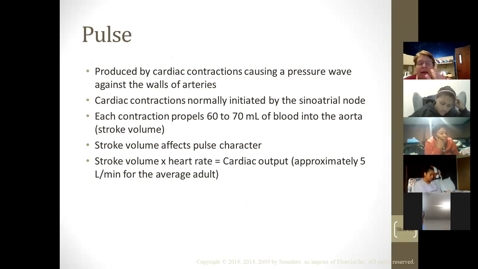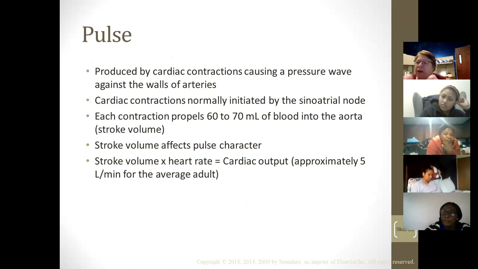Temperature is controlled by body metabolism, your hypothalamus, some hormones, right? Okay. Your pulse. Your pulse is produced by the cardiac contractions. It causes a pressure wave against the walls of the artery. So it's like a wave. When the heart pumps, it pushes out blood. What you're feeling is that blood being pushed out. Usually each contraction will propel 60 to 70 milliliters of blood, which is a little over 2 ounces.